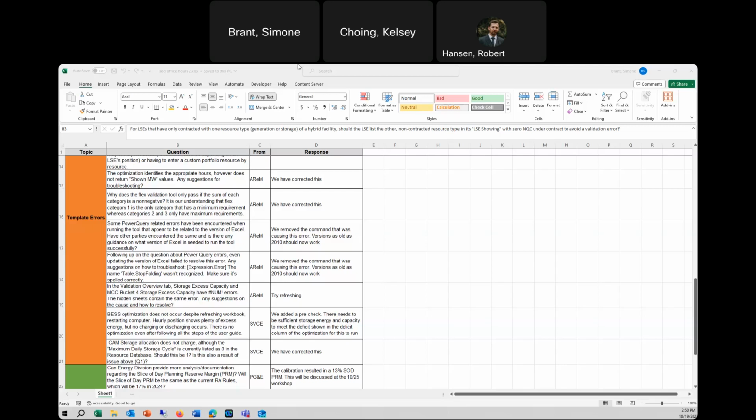And then one other issue people were encountering was that the CAM storage allocation did not charge, although the maximum daily storage cycles was 0. Should it be 1? Yeah, several of these comments have addressed from different angles a problem with the version of the requirements and allocations tab that we sent out. It just had a typo in it. It was causing some lookups to fail. So we fixed that typo, and in the next version, this issue should be resolved.